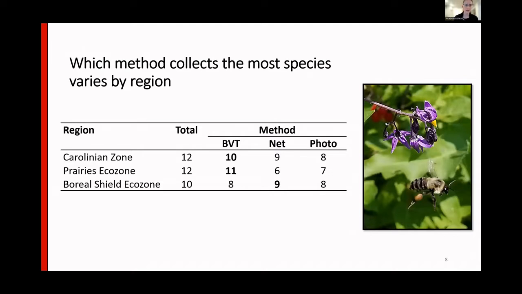The method that collected the most species varied by region. In the Carolinian and Prairies ecozones, blue vane traps collected the most species. Particularly in the Prairies ecozone, blue vane traps collected many more species than the netting and photo methods. However, in the Boreal Shield ecozone, netting collected the most species.